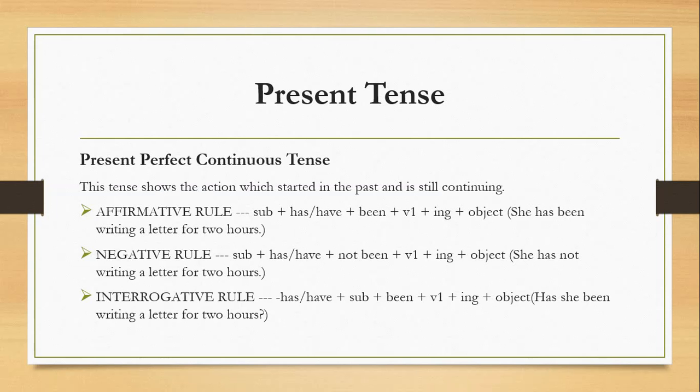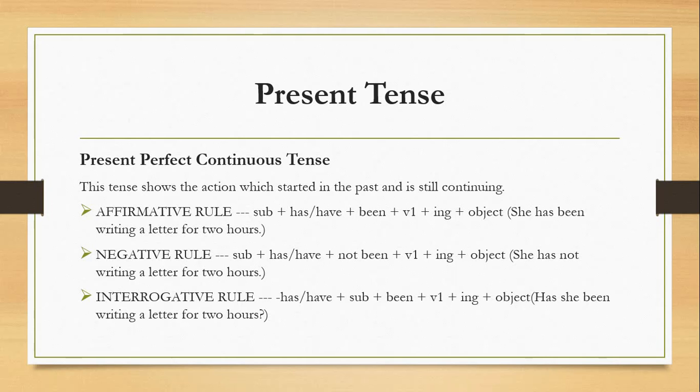Then comes present perfect continuous tense. This tense shows the action which started in the past and is still continuing. It started in the past but still it is continuing when we talk about present perfect continuous tense. So for affirmative, subject plus has or have plus been plus V1 plus ing plus object. She has been writing a letter for 2 hours. Generally, when it is present perfect continuous tense, we always have words like for and since.